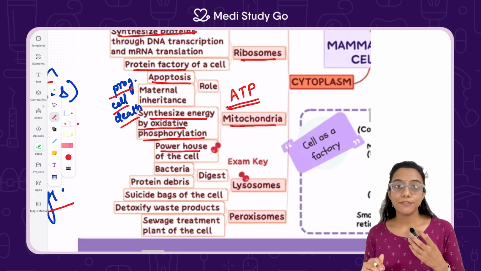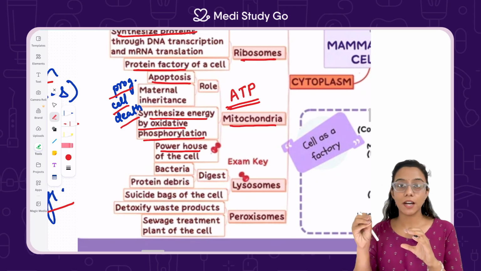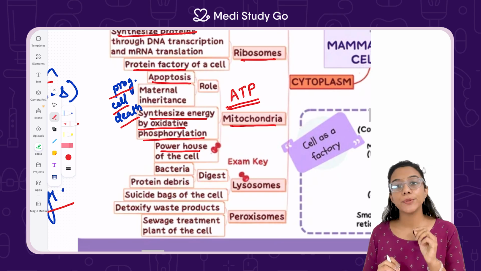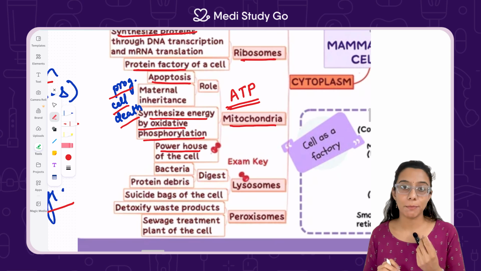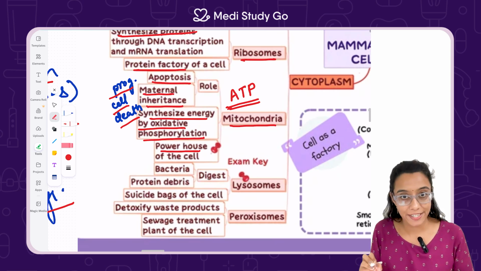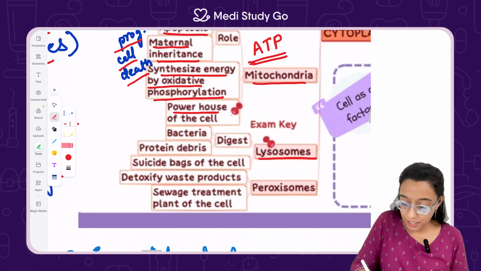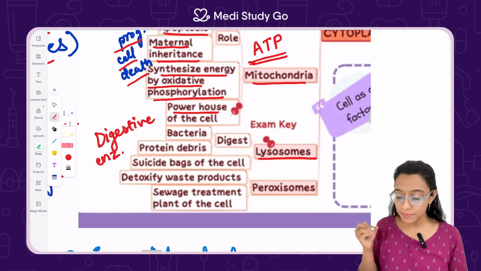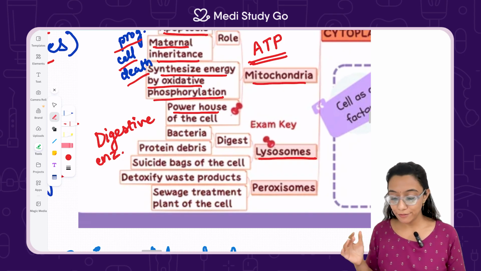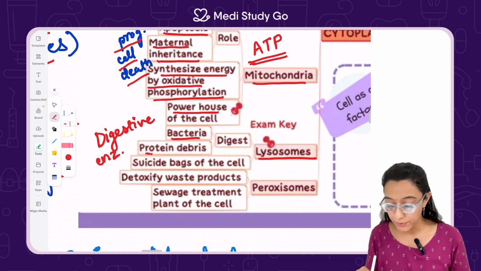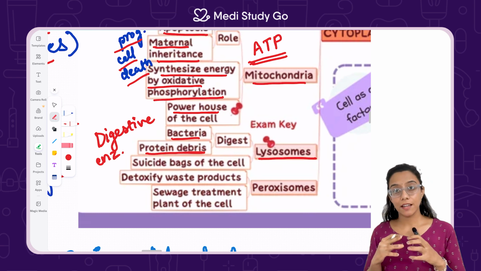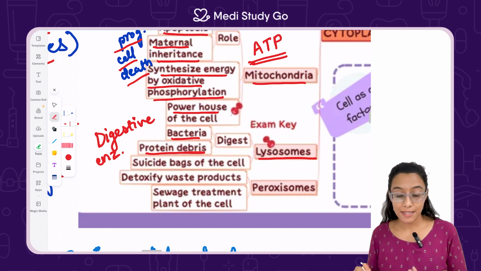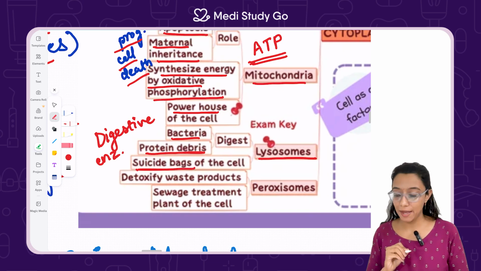Then during the process of fertilization, wherein a mother's ovum and the father's sperm combine to form the zygote, the mitochondria is present only in the ovum. Therefore, each and every mitochondria in our body comes from our mother, therefore called maternal inheritance. Then there are the lysosomes, which contain digestive enzymes that help digest unwanted material from our body, such as bacteria and protein debris. Now, when these lysosomal enzymes are released into the cells, they can cause the death of the cell itself. Therefore, they are also called suicide bags of the cell.